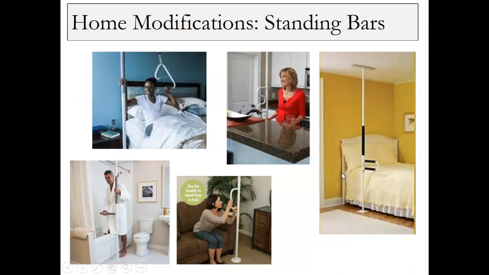Standing bars can be a great tool all throughout the home. This is what I mean by standing bar. These are not that expensive. She uses it to pull herself up along with the trapeze. He's using it. This thing kind of swivels to get in and out of the tub. She uses it to get off the couch, get in and out of bed. The counter can go anywhere. Standing bars are cool. Good resource.